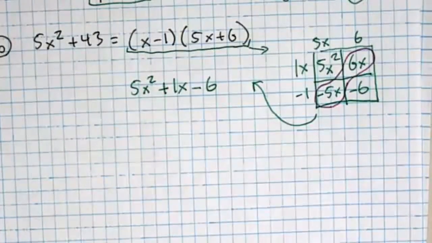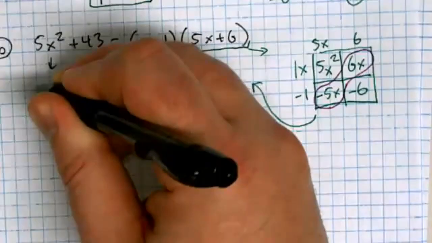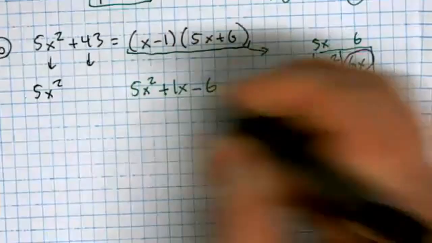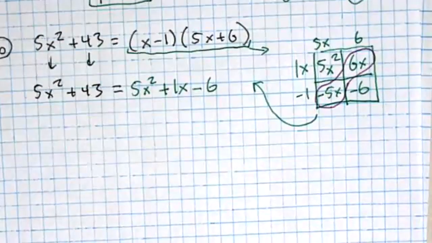Now, we're not done because that was just one step of our problem. We have to solve our equation. So let's bring down our 5x squared and our plus 43 and our equal sign. And now we've got a new version of the equation.